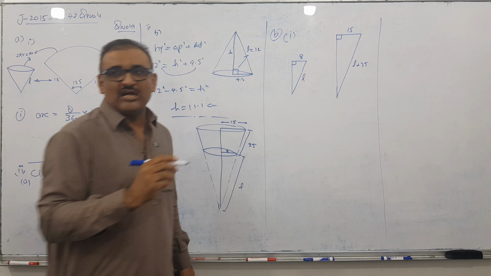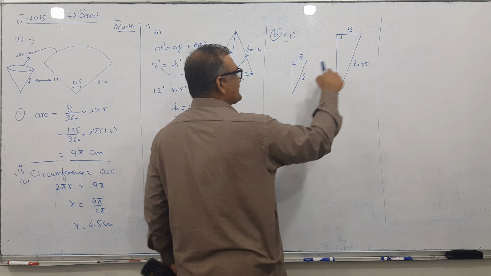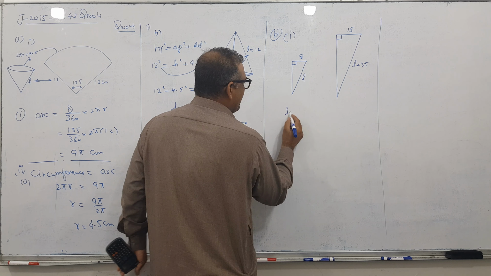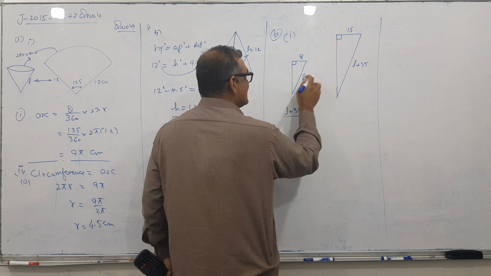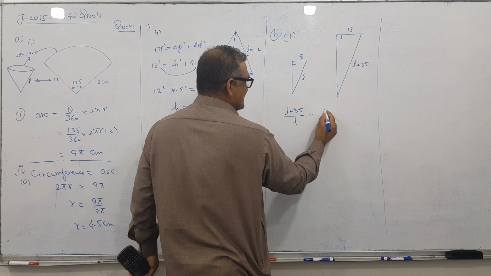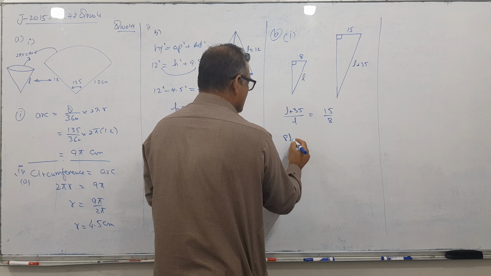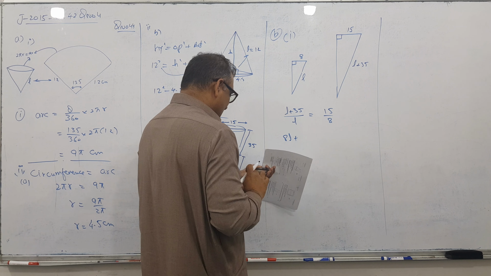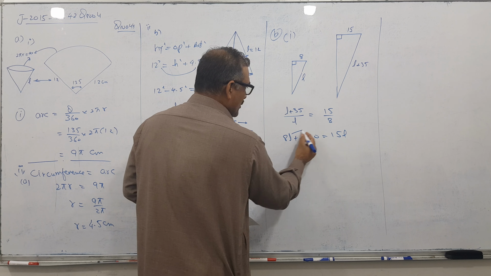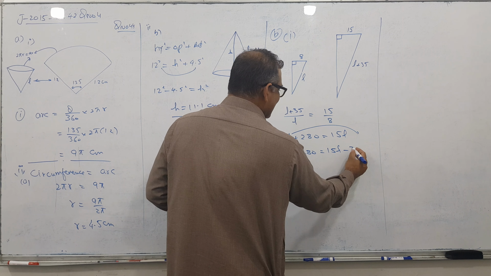I think we approach our answer. Use similarity, hypotenuse by hypotenuse. You can start from anywhere. I start from here: L plus 35 by slant height, slant height, base by base, or radius by radius. Cross multiply. So 35 times 8 gives you 280. L goes there, 15L. It goes and subtract here. 280 equal to 15L minus 8L.